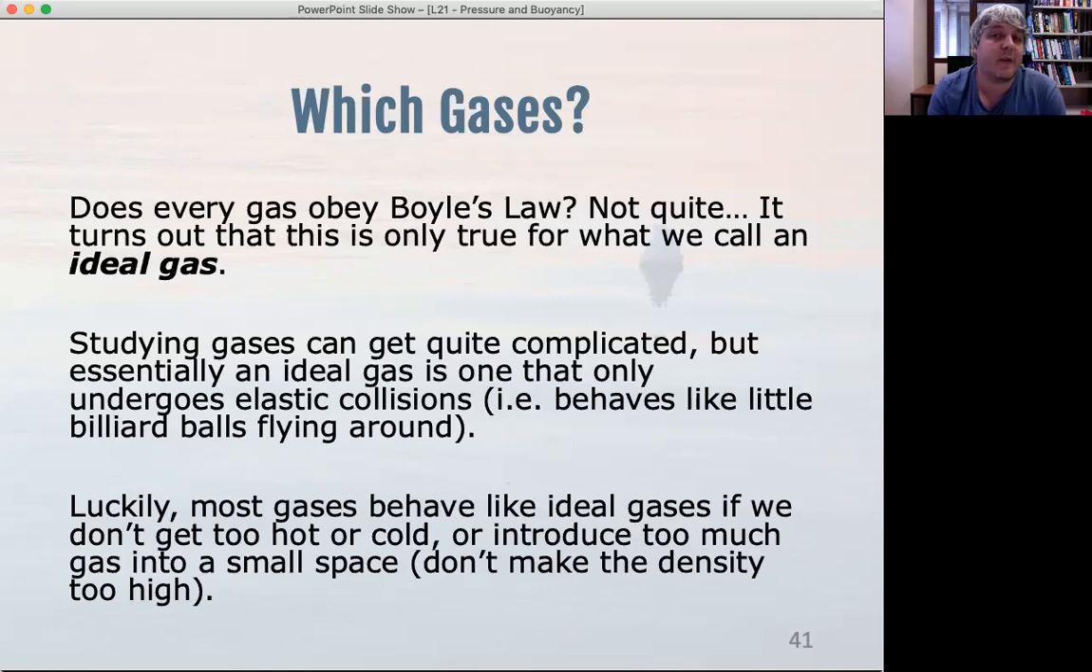And those restrictions are that we don't make the gas too hot or too cold, and we don't introduce too much gas into a small space. If you make the density too high, then even though it's a gas, if you force enough particles in, it starts to behave more like a liquid, because the particles are just too close together like we get in a liquid. So with those restrictions, if we say, all right, don't make it too hot or too cold, and don't put too much gas into too small a space, then we can use Boyle's law.